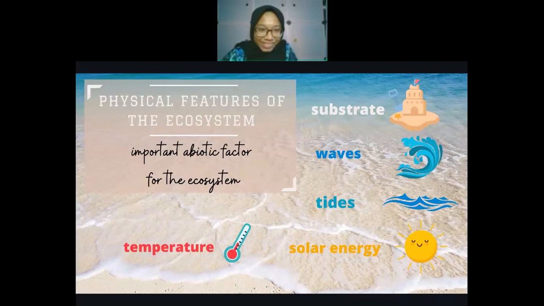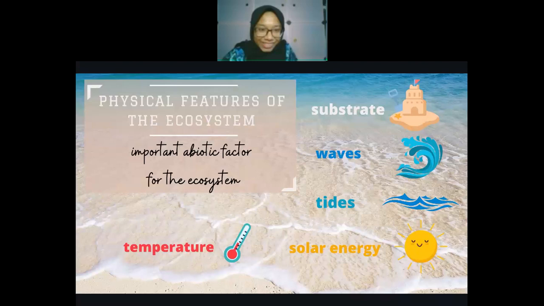The next abiotic factor is the wave, which helps to build up and shape the topography of this ecosystem. For example, waves will bring along coral rubble and wash it up on the shore, which will act along with the sand as the substrate for the ecosystem.